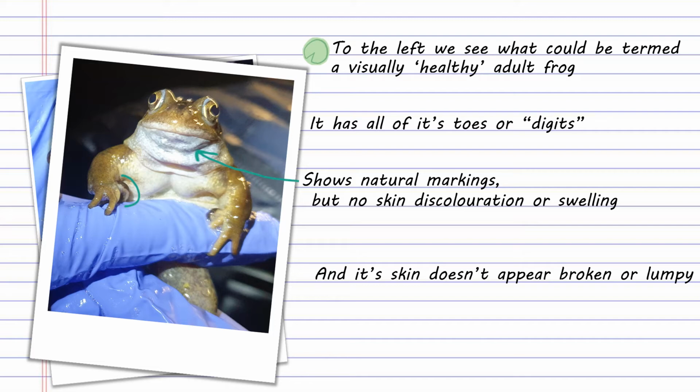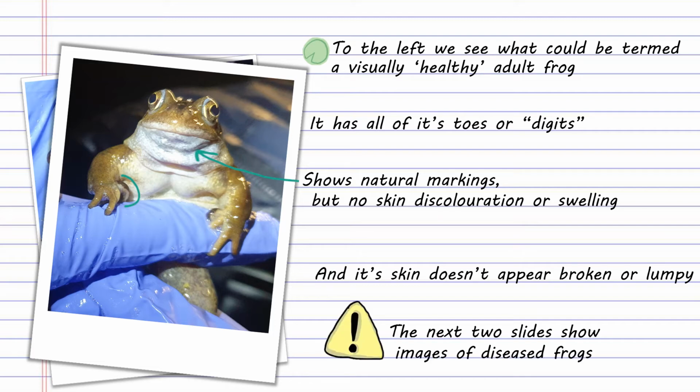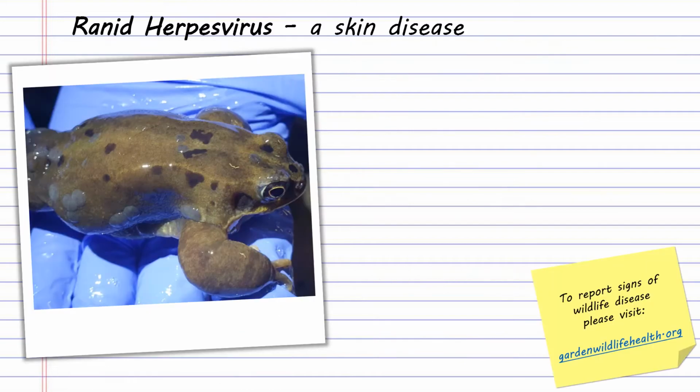These are normal for the male frogs in breeding season, and they just help them to hold on to females. The next two slides I'm going to show you do show images of diseased frogs. Again, you can pause here and go back to the survey if you do not wish to see them.